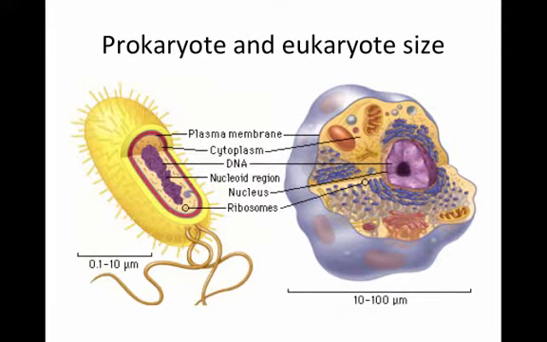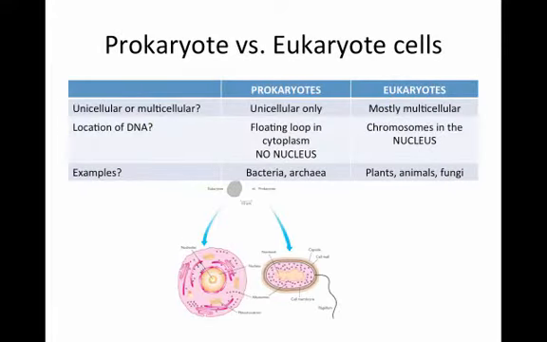We also classify cells as prokaryotes or eukaryotes. A prokaryote cell tends to be much smaller than a eukaryote cell. Prokaryotes are usually unicellular. They only contain a floating loop of DNA in the cytoplasm. They do not have a membrane-bound nucleus. And the two main types of prokaryotes are bacteria and archaea.